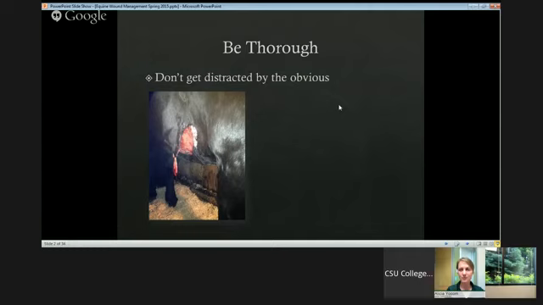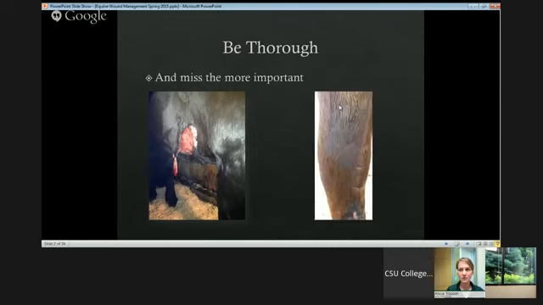You can get very distracted by the obvious and the big, larger wounds and maybe miss something that's more important and more significant. This wound happened over a knee, and there's a tiny little puncture that has occurred right there, and that can be more significant to the horse in the long term than the larger wound on the chest.